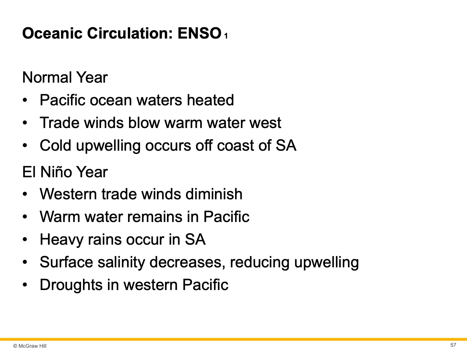In an El Niño year, the western trade winds diminish. The warm water remains in the Pacific, causing heavy rains to occur in South America. The surface salinity decreases, reducing the upwelling, and droughts then occur in the western Pacific.